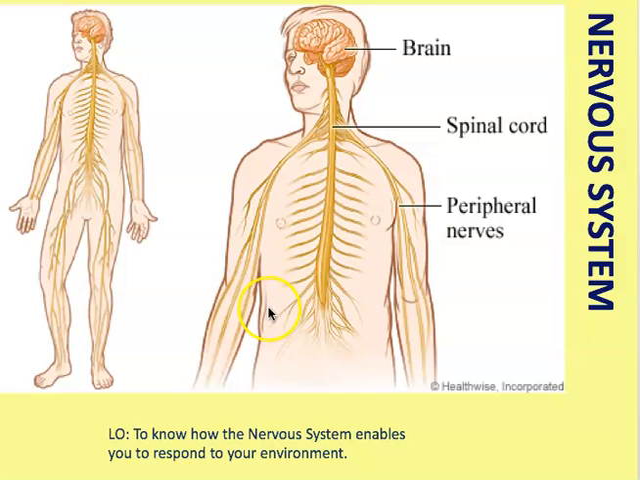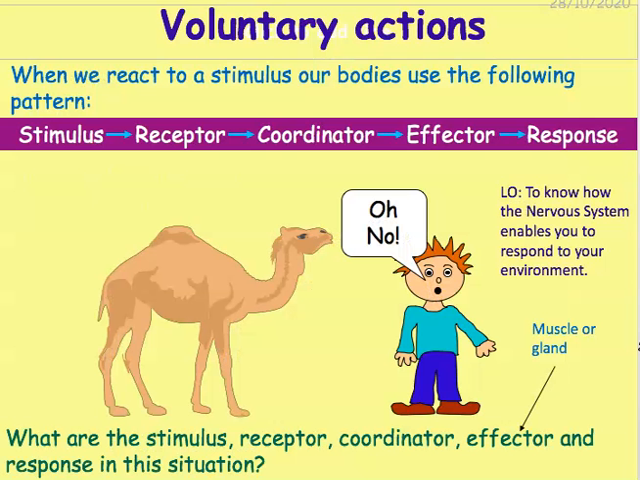Okay, let's see how all these different parts work together then to allow you to respond to your environment. So this lesson, we are just going to talk about voluntary actions. Now, a voluntary action is also known as a conscious action, and more simply put, it's just something that you are thinking about doing. Okay, so it's not a reflex, which we'll talk about next lesson. It's something that you actually think about doing and you know you are going to do.